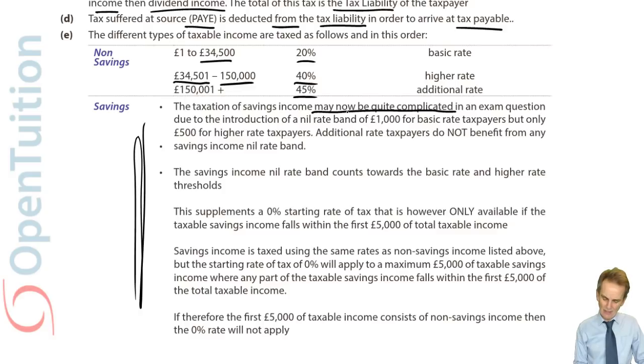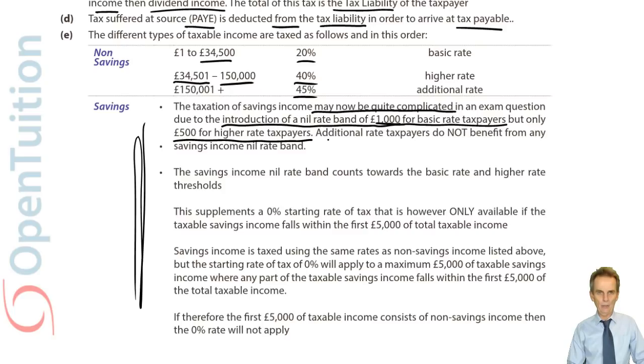So the taxation of savings income in an exam question is made more interesting due more recently to the introduction of a nil rate band of £1,000 for basic rate taxpayers. Remember, basic rate taxpayers, taxable income does not exceed £34,500, the basic rate band limit, but only £500 for higher rate taxpayers.